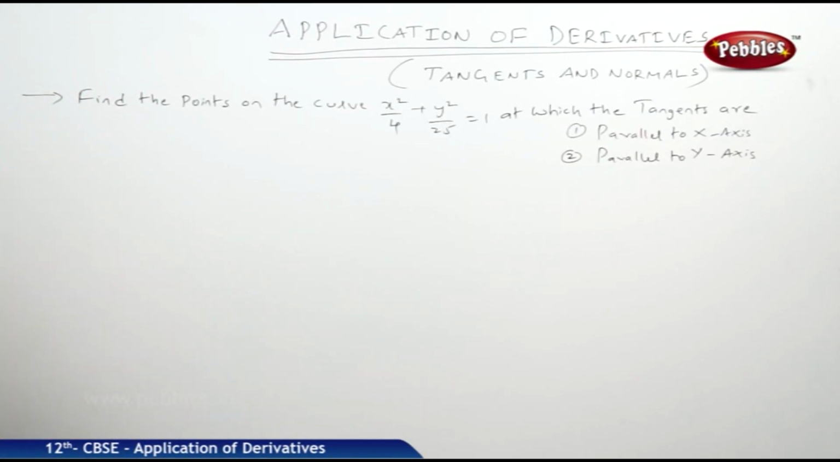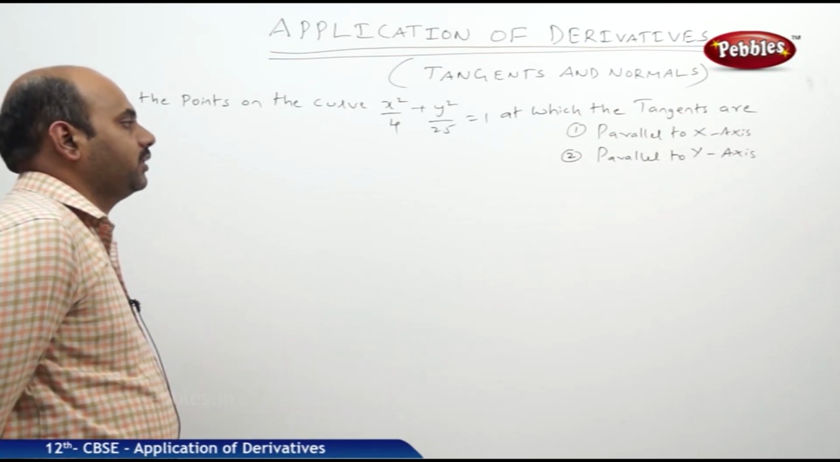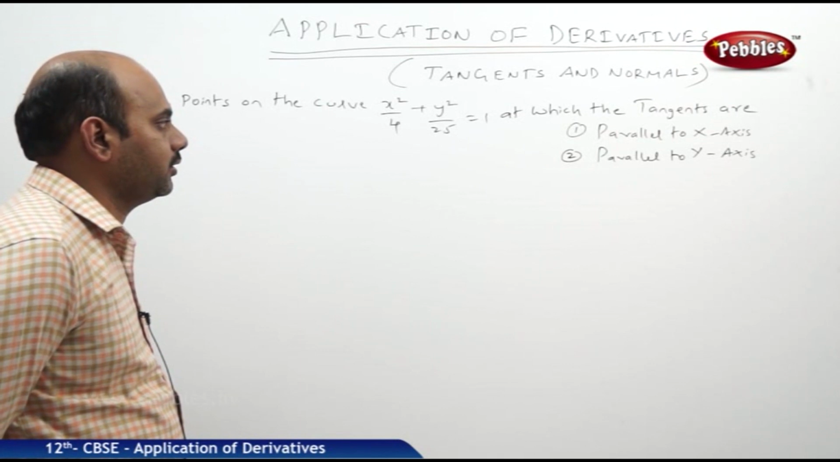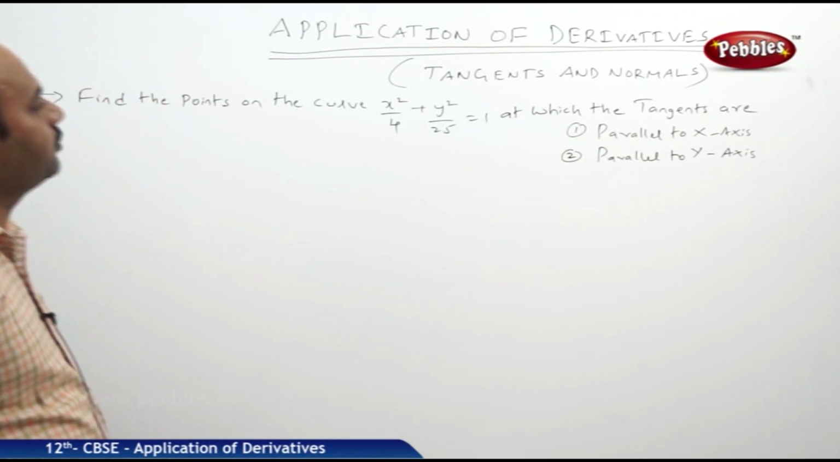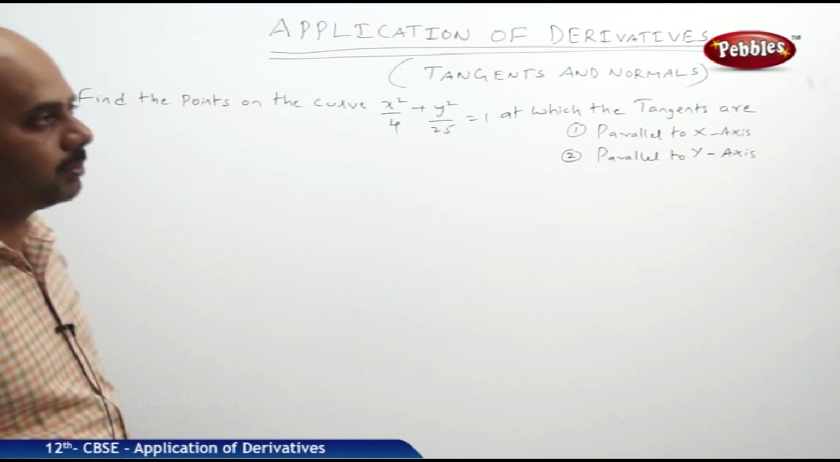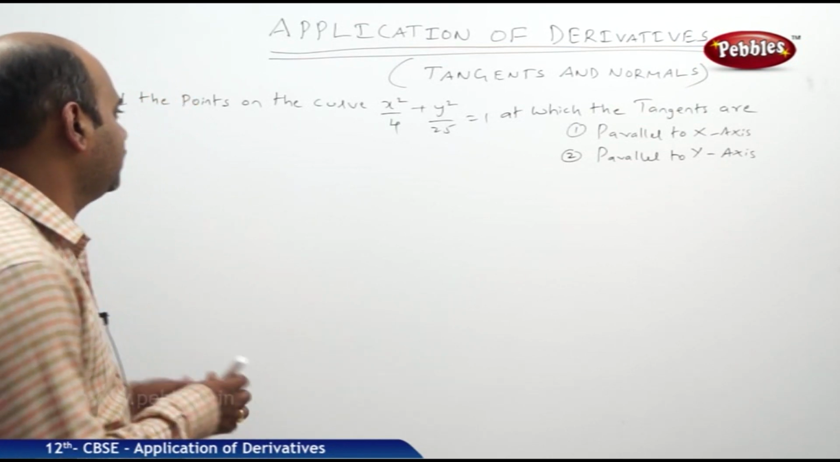Right, now we shall be seeing a very short answer question which is very important. Find the points on the curve x square by 4 plus y square by 25 equal to 1 at which tangents are parallel to x axis and tangents are parallel to y axis. If you observe carefully, the curve is generally representing an ellipse.